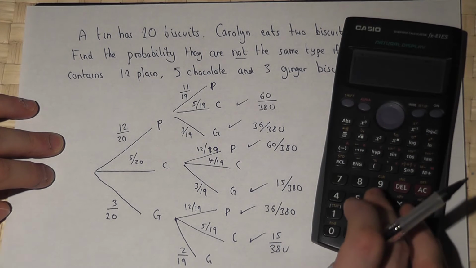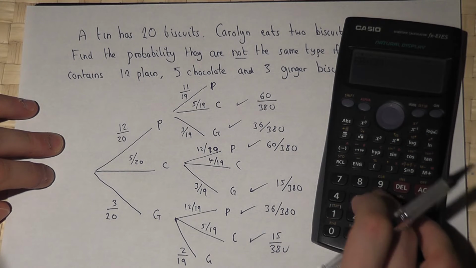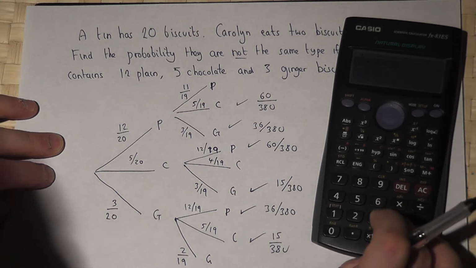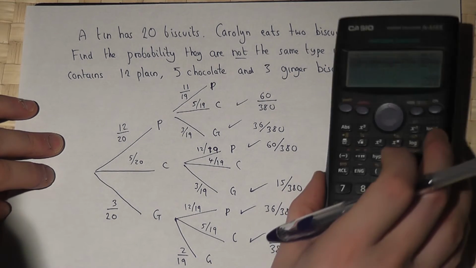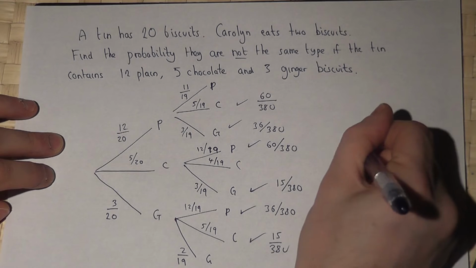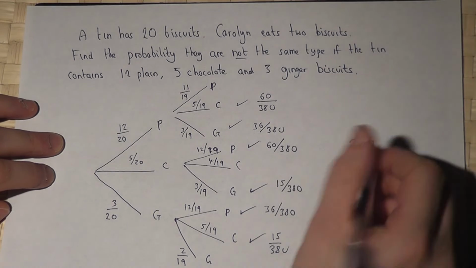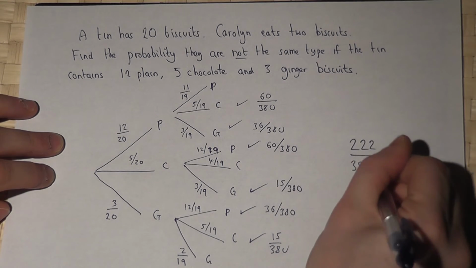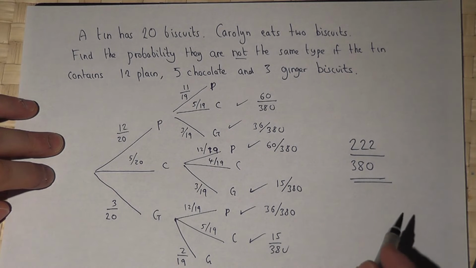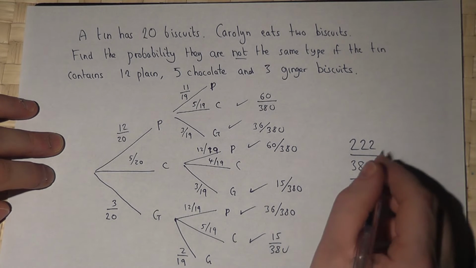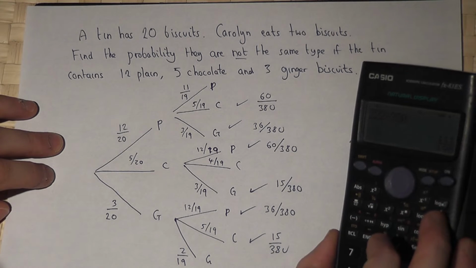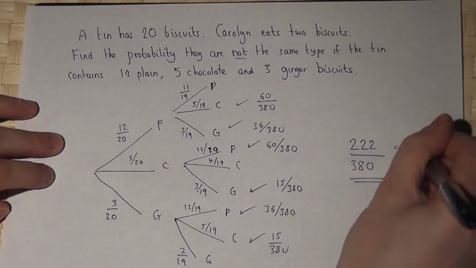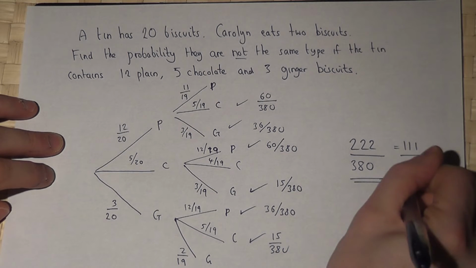So just to check, we do this properly, 60 plus 36 plus 60 plus 15 plus 36 plus 15 gives me 222. So it's 222 all over 380. And that is the final answer, which might possibly cancel down to 111 over 190.